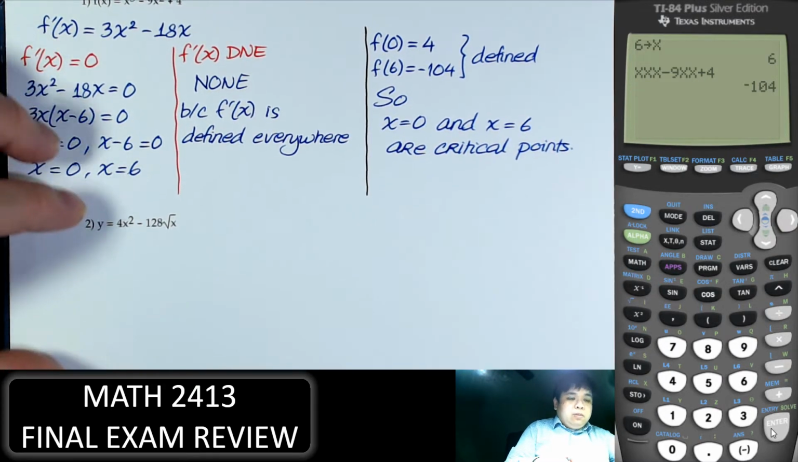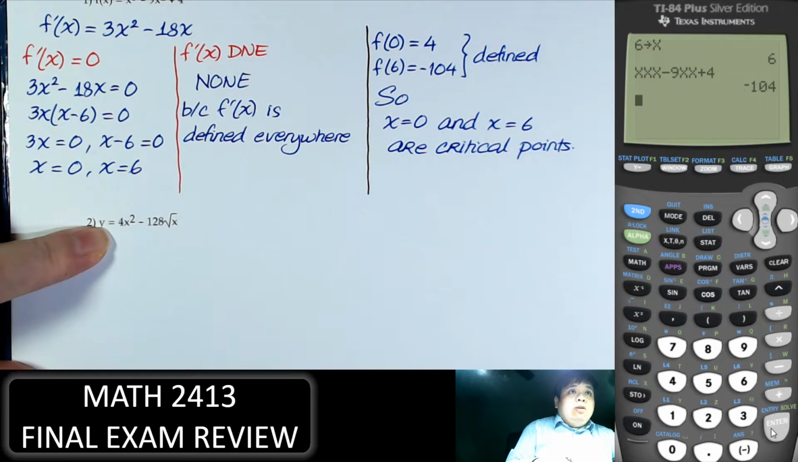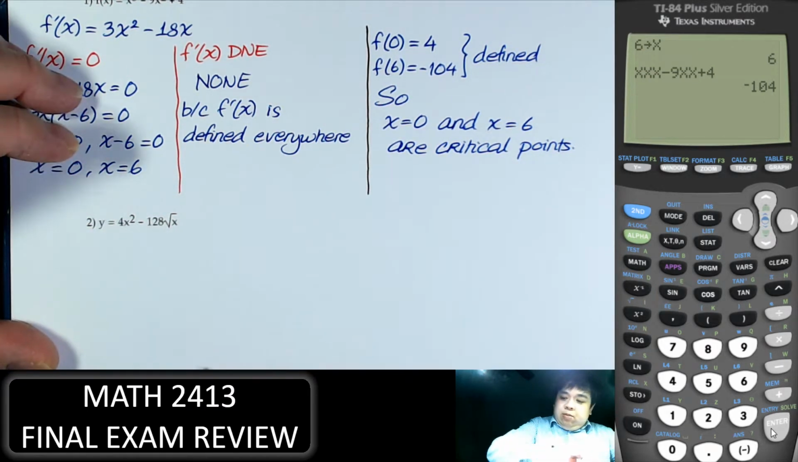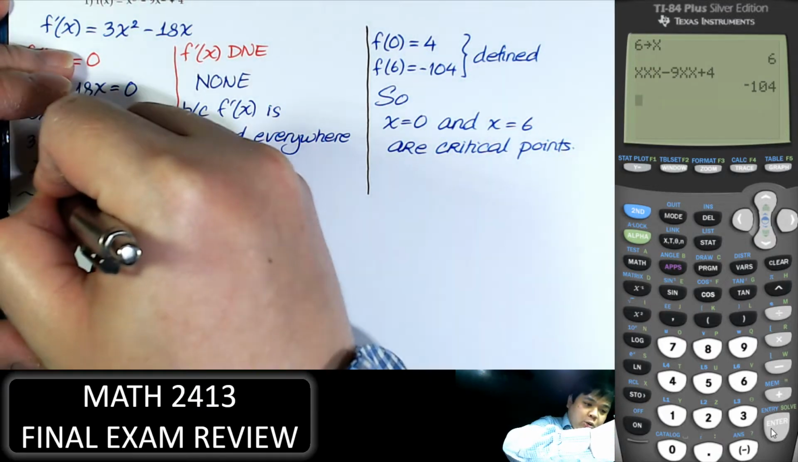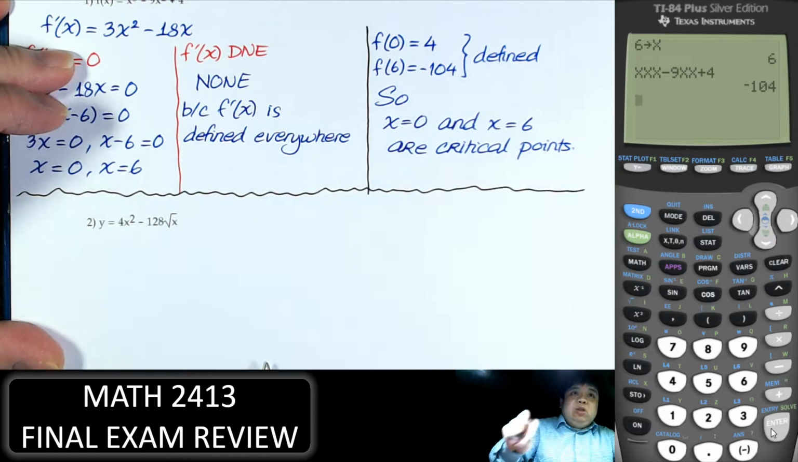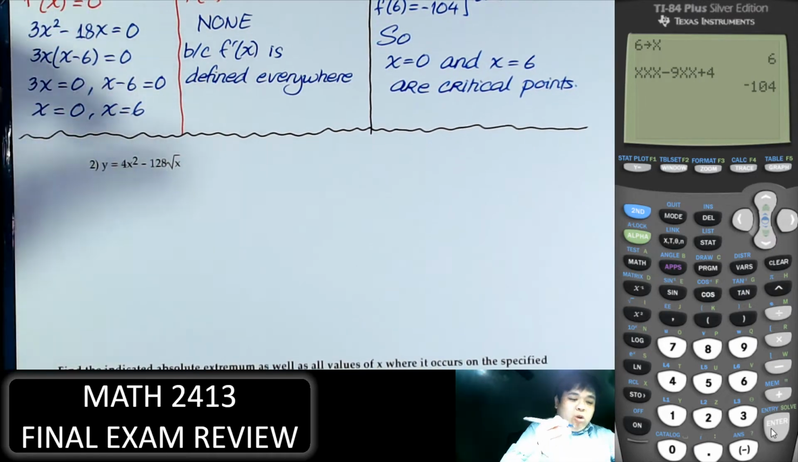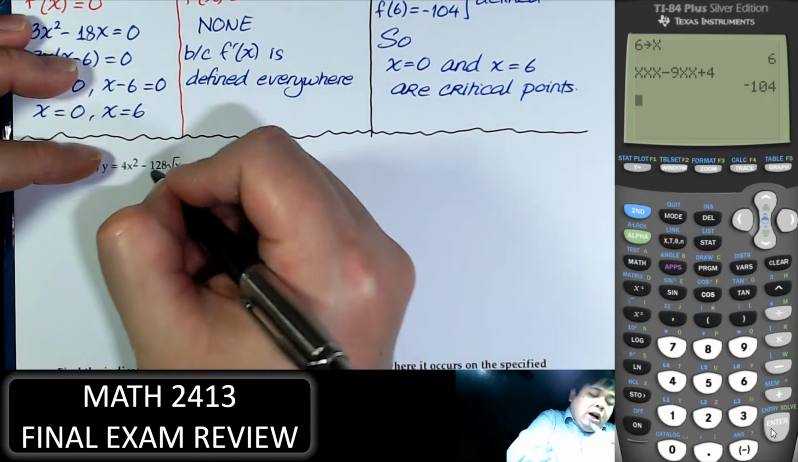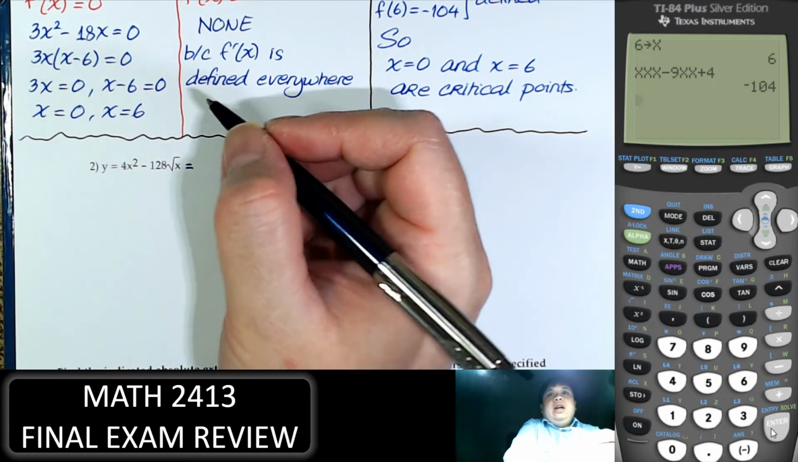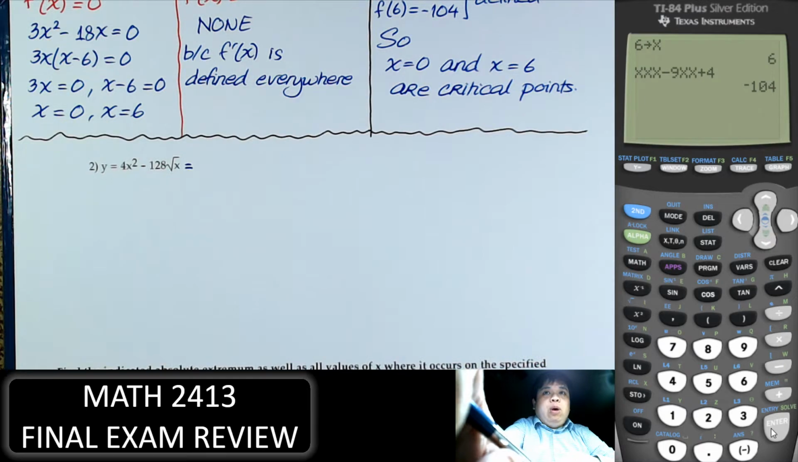Alright. Next we have 4x squared minus 128 times square root of x. This will take a little more work, and the problem is longer, so try to write smaller. Before we find the derivative, we write square root of x as x to the 1/2, so we use the power rule for that.